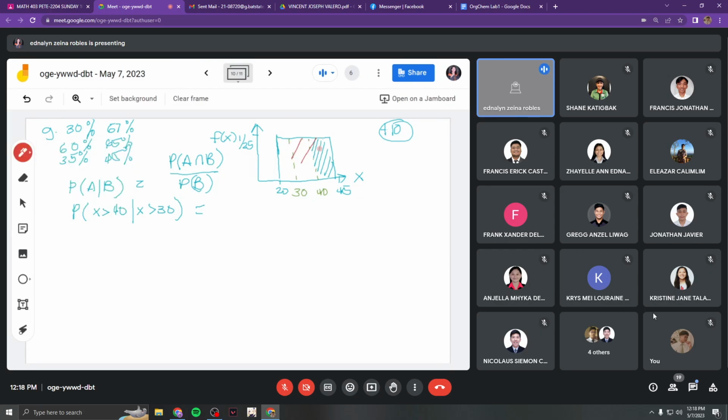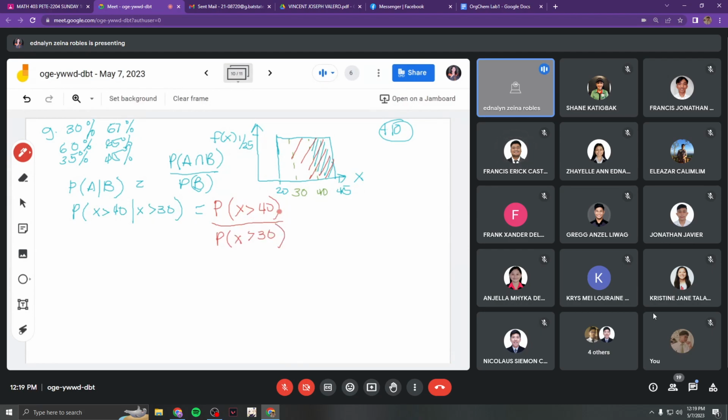So, more than 30 minutes. Alin yung intersection nila? Which is the intersection? Can you give me which is the intersection? It's the probability that x is greater than 40. Tama ba? Nakuha ba kung bakit yung intersection is x is greater than 40? Yes, ma'am. Okay. And over the probability of B. Our B is the given condition. The probability that x is greater than 30.